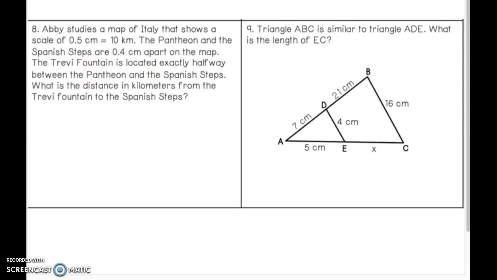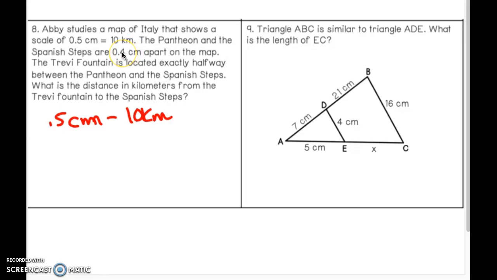And last 2 problems. Abby studies a map of Italy that shows a scale of 0.5 centimeters, or a half a centimeter, equals 10 kilometers. The Pantheon and the Spanish Steps are 0.4 centimeters apart. The Trevi Fountain is located exactly halfway between the Pantheon and the Spanish Steps. What is the distance in kilometers from the Trevi Fountain?